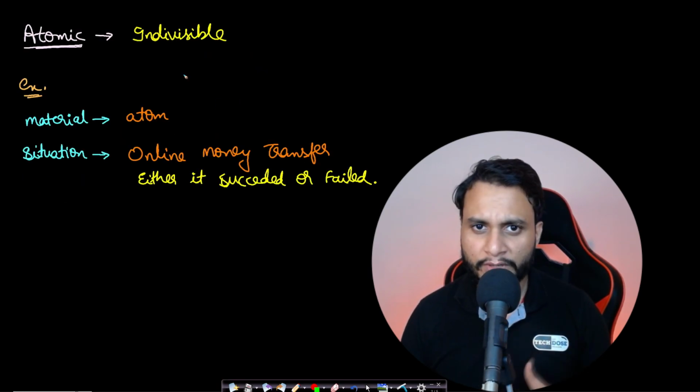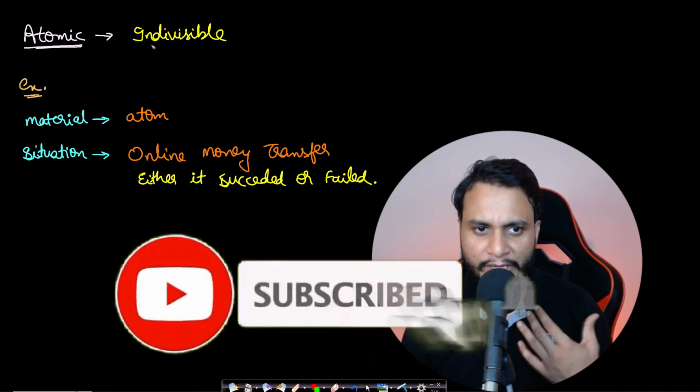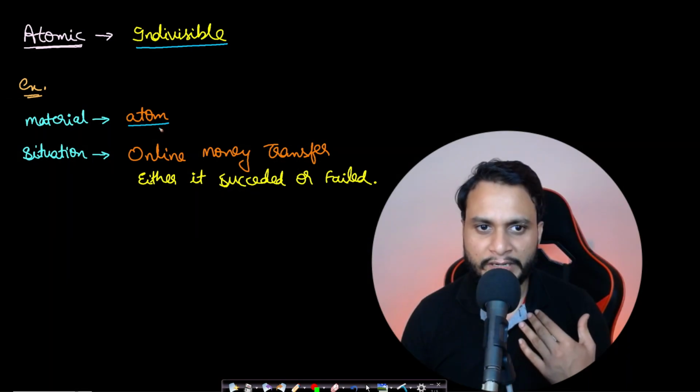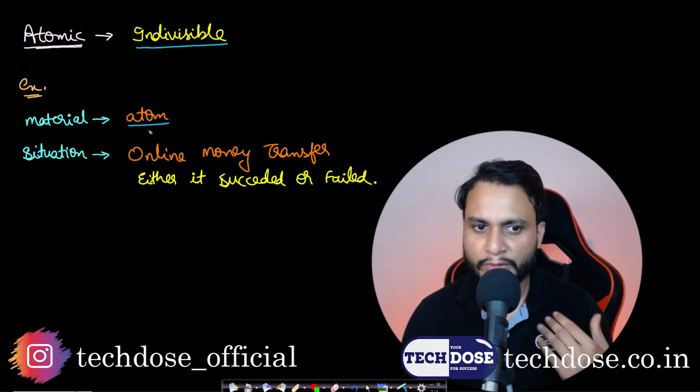In this video we will understand atomicity from the ACID model in the database management system. The word atomic means something which you cannot divide, that means indivisible. On a materialistic level you can understand that an atom is understood to be something which you cannot divide further. So it is the smallest entity.